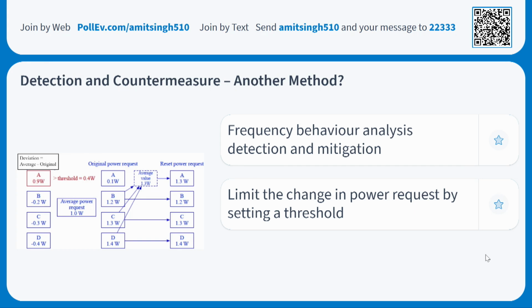If the difference is too much, like you are going to sacrifice too much in the performance, then you can say potentially there is an attack.